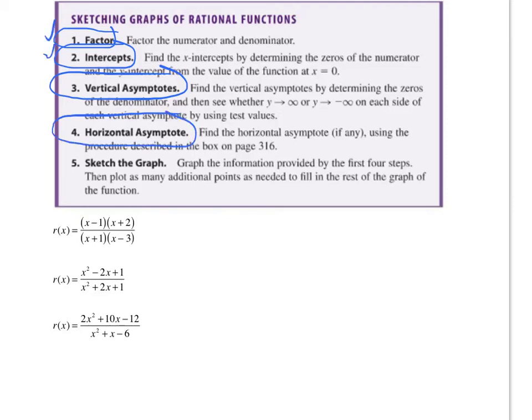You can do these 4 steps in any order that you like, really, but I would say factoring should always come first. The first one is already in factored form, so we can find the x-intercepts. The x-intercepts are when y equals 0.